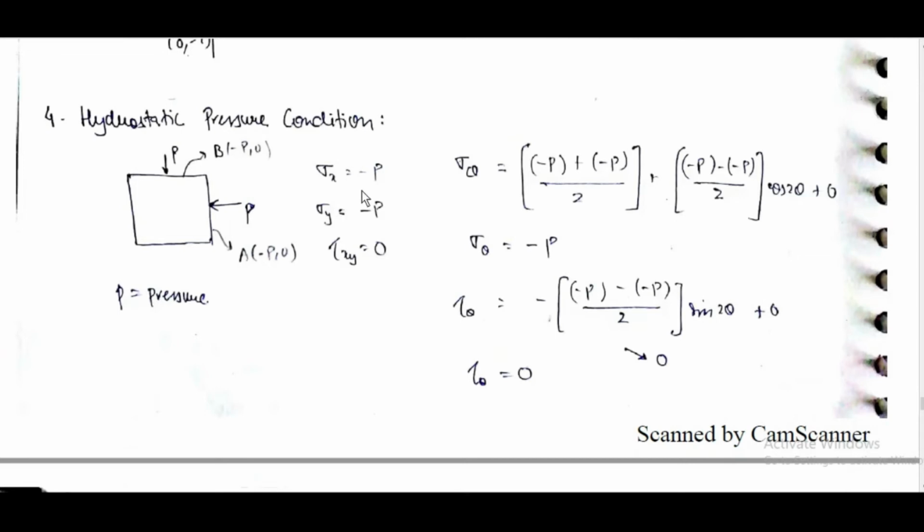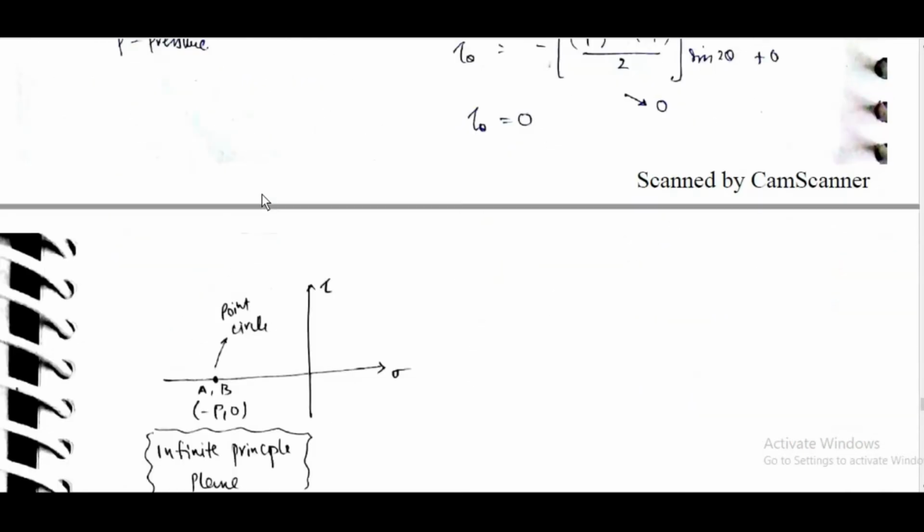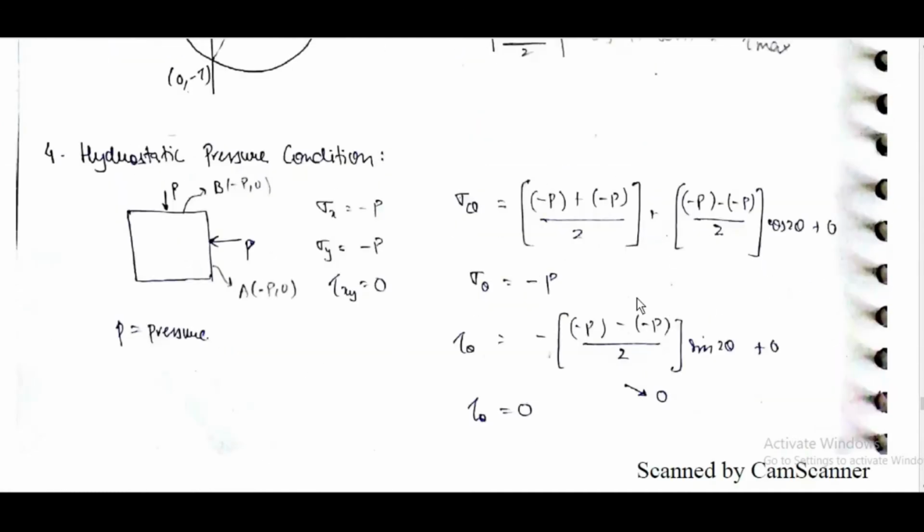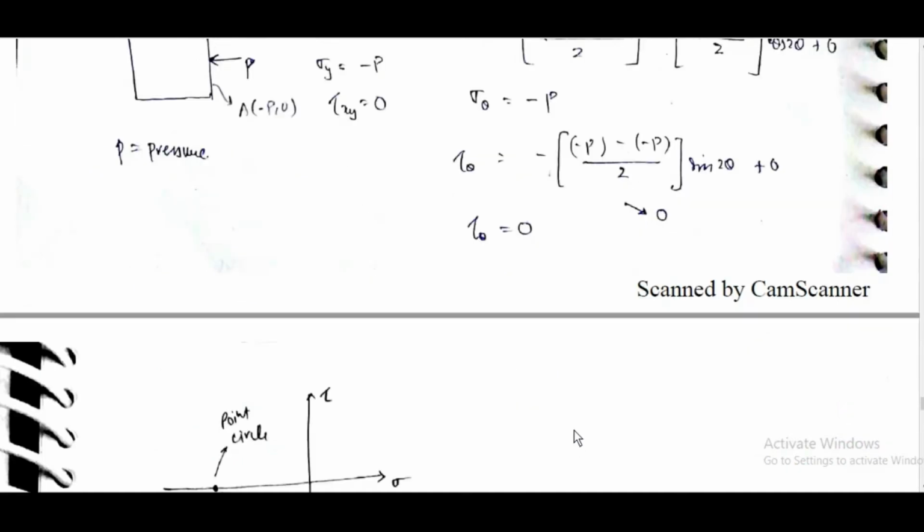Hydrostatic pressure: sigma x is equal to minus p, sigma y is equal to minus p, tau xy is equal to 0, where p is pressure. A is minus p comma 0, B is minus p comma 0, which will be a point circle at minus p comma 0, with infinite principal planes. Sigma theta is equal to minus p, tau theta is equal to 0.